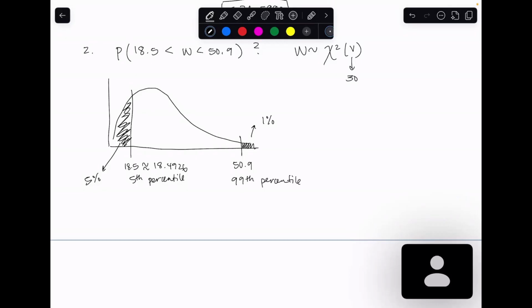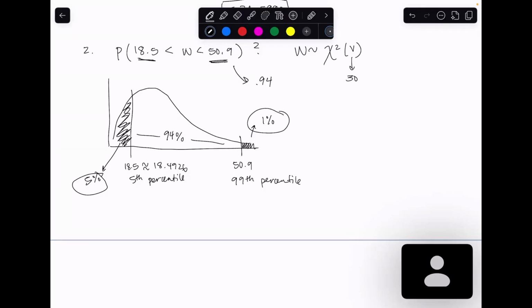So the question is, how much of it lies in between? 94. 94%, exactly. You take 100 minus 5% and 1%. So we can confidently say that the probability that W lies between 18.5 and 50.9 is 0.94. If we're doing a confidence interval, we could use that same logic here.